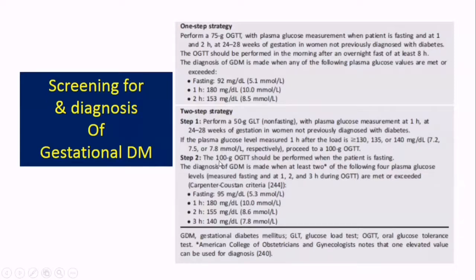So step 2, the 100 grams OGTT, should be performed when the patient is fasting. So step 2 is a fasting test. The diagnosis of GDM is made when at least two of the following criteria are met or exceeded. This is called the Carpenter-Coustan criteria. The fasting value if it is more than 95, or the first hour glucose value if it exceeds 180 milligrams, or the second hour 155, third hour 140. So if any two of the criteria are satisfied, then diagnose the patient as gestational diabetes mellitus.